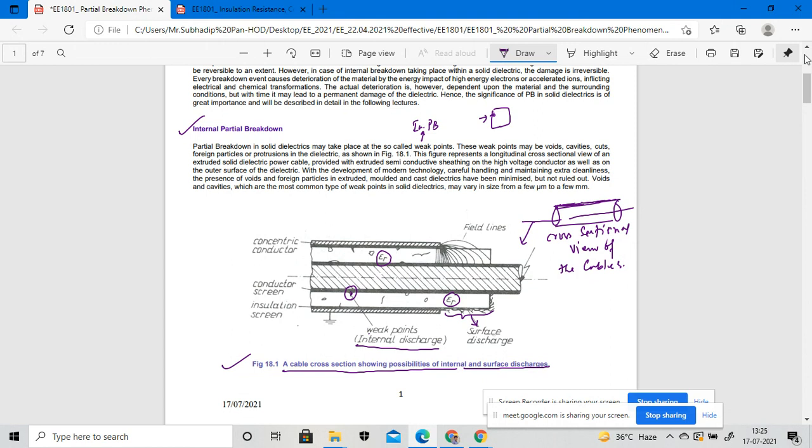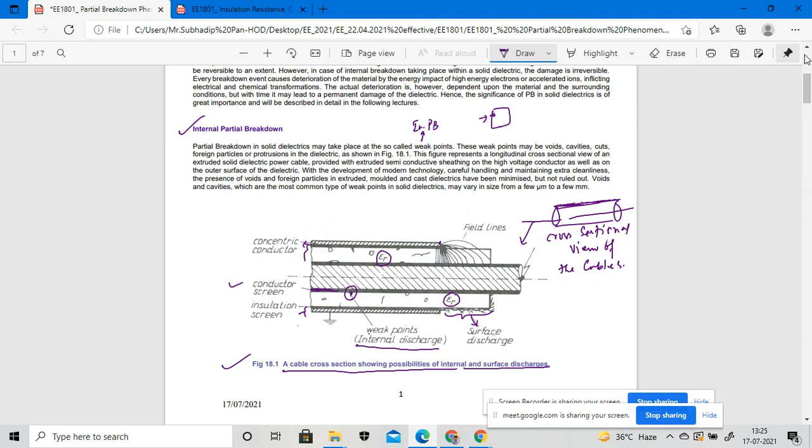Due to the voids, due to the cavities, due to the cut section, right? This will be the field lines. If there are some voids, some field lines will be taken into consideration. This part is your concentric conductors, this one is your conductor screen, and this particular part is called the insulation screen, right?